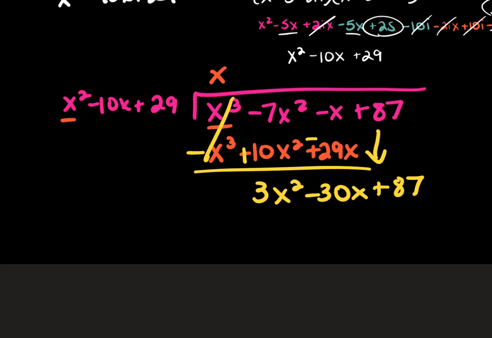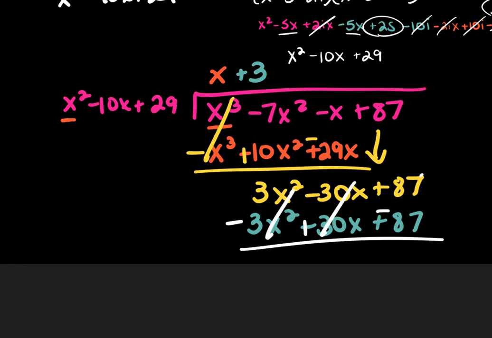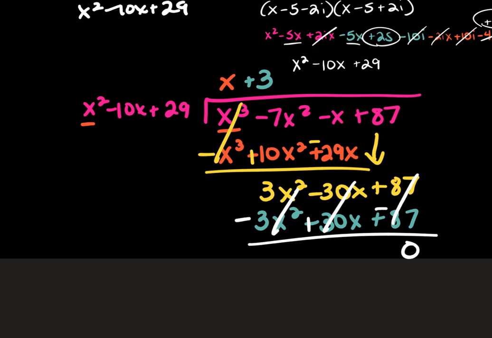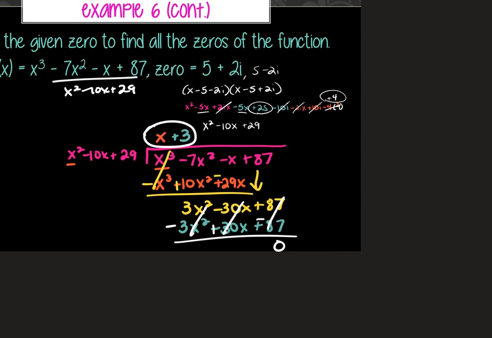And now it's x squared into 3x squared, so it's a positive 3. 3x squared minus 30x plus 87. Change your signs. Cancels out, which it should. And my remaining factor is x plus 3, which means my remaining 0 is negative 3.